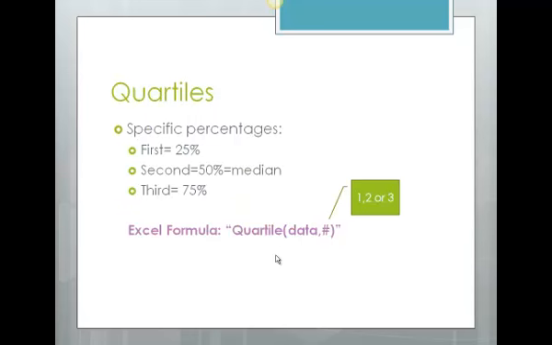quartiles work in pretty much the same way, except that quartiles are specific percentiles. So the 25th percentile is the first quartile. The 50th percentile is the second quartile, and the third quartile is the 75th percentile. So for the Excel formula, you use quartile, open parenthesis, highlight your data, comma, the number of the quartile you're interested in. So 1 for 25%, 2 for 50%, and 3 for 75%.